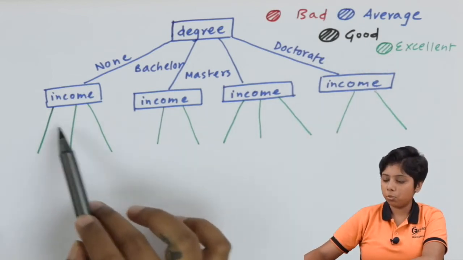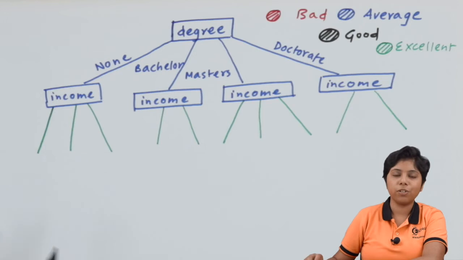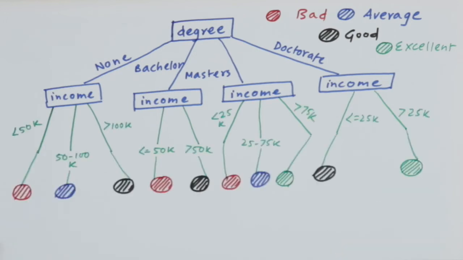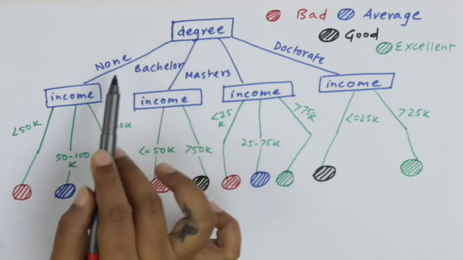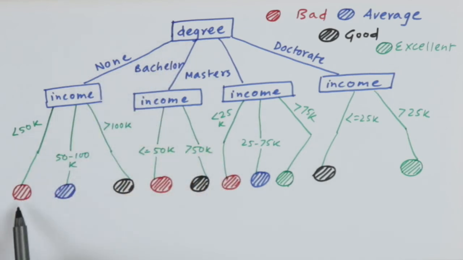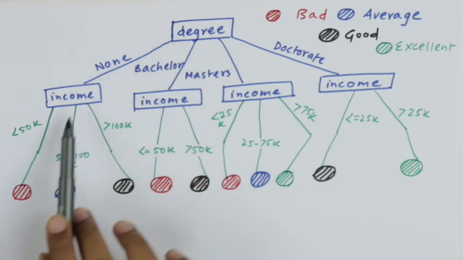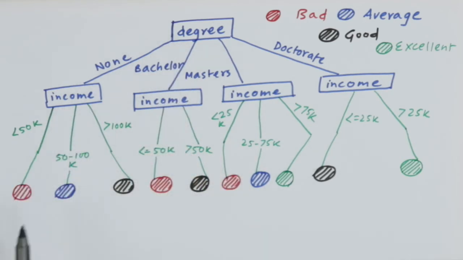First we need to write all the conditions on which we are dividing it. Now we can look at this: an income that is less than 50k with no degree is considered to be bad, and the decision is taken on the degree and this consideration of the income.